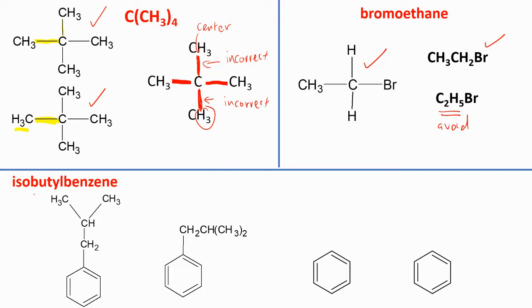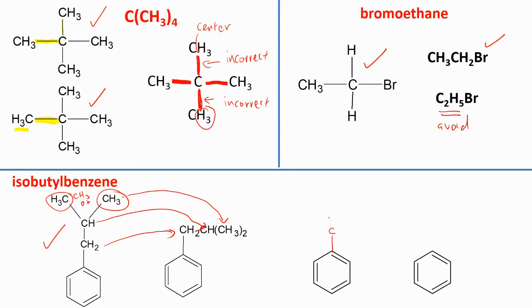Okay, now let's look at isobutyl benzene. Okay, so how to draw isobutyl benzene? Okay, so this is the correct structure. You can see it is bonded to carbon, or you can write CH3, either one. Okay, or if you want to use condensed formula like this, CH2, this is CH, and then we have 2CH3.